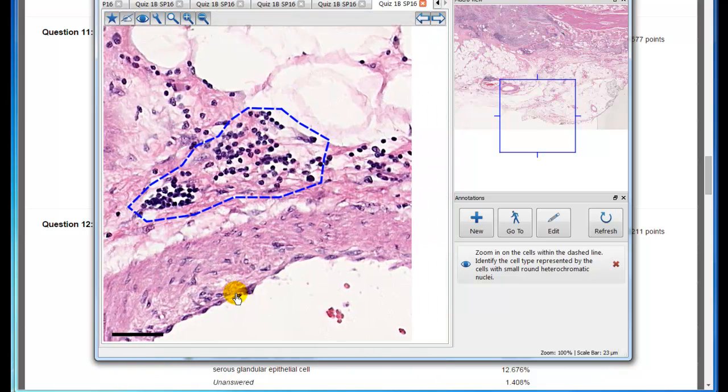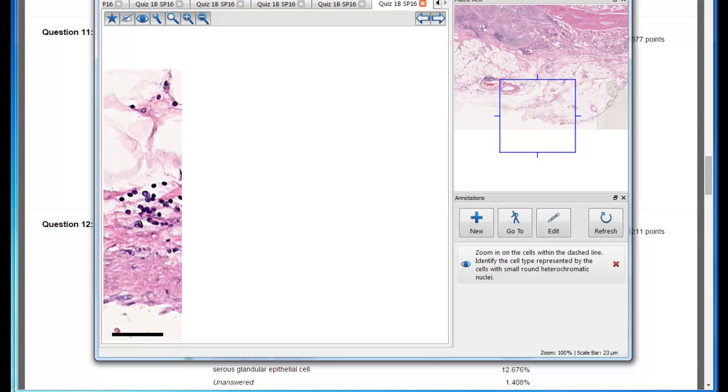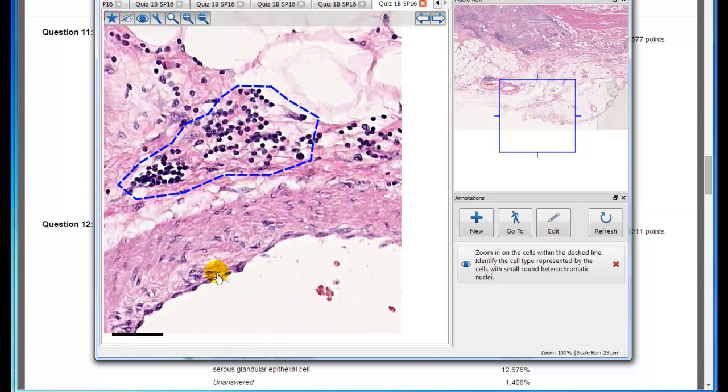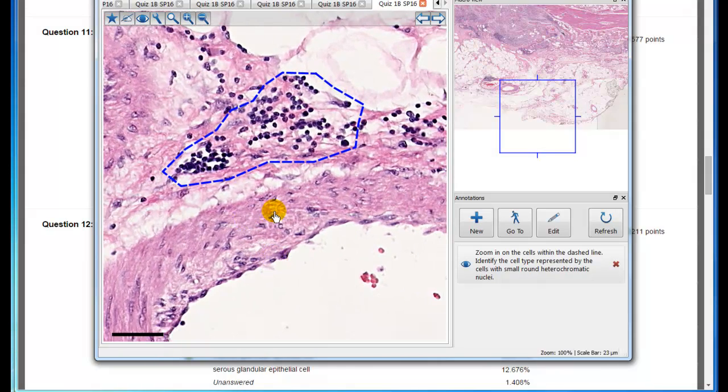So if we move to the red blood cell over here, you see it's very tiny compared to that measure. But they're lymphocytes, and that's the way you recognize lymphocytes: very dark, rounded, heterochromatic nuclei.